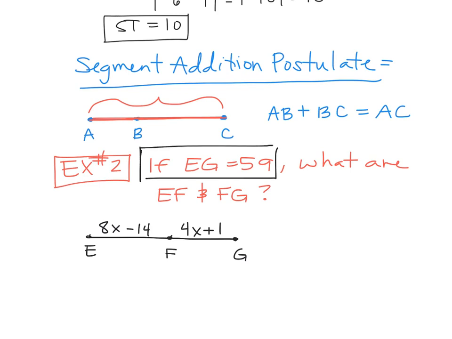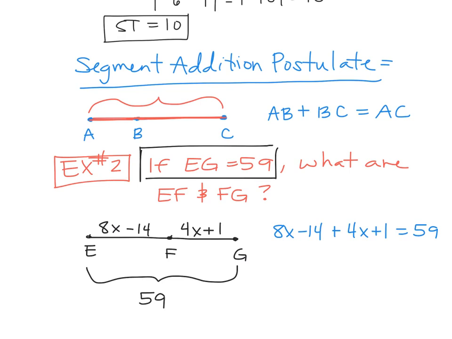EG is 59. So if I know EG, I know this length is 59, and I know the two parts in expression form, I can solve for x by adding those two together and setting it equal to the whole thing. So you take 8x minus 14, add 4x plus 1 to it, and set that equal to 59. Do you see that? That's your two parts added together, set equal to the whole thing. You don't need parentheses, but I'm just trying to show you where we're getting our pieces from.